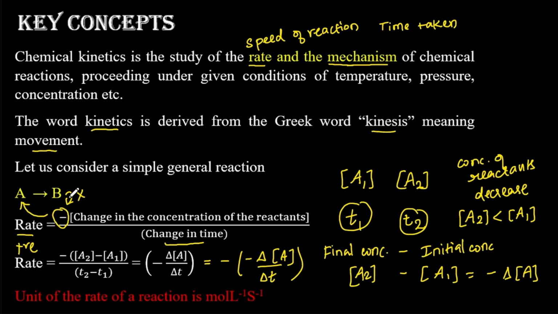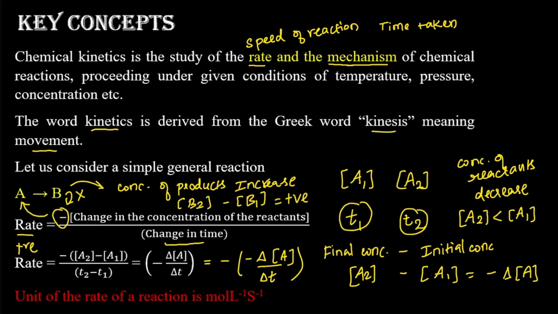Why this negative sign is not included for B? Because the concentration of products increases over time. So if I subtract B2 minus B1, I will get a positive value. So no need to write the negative sign.